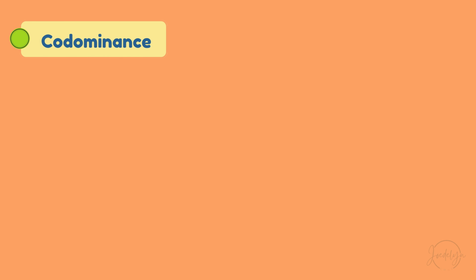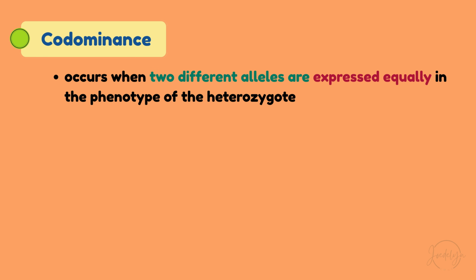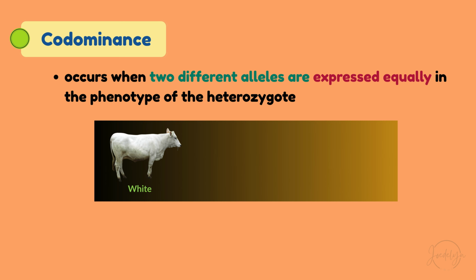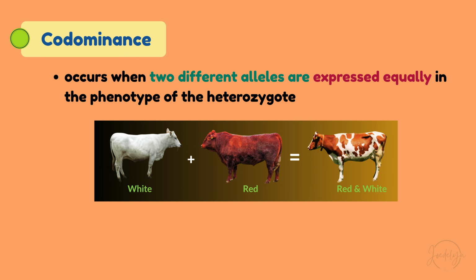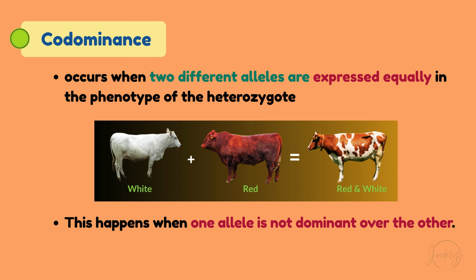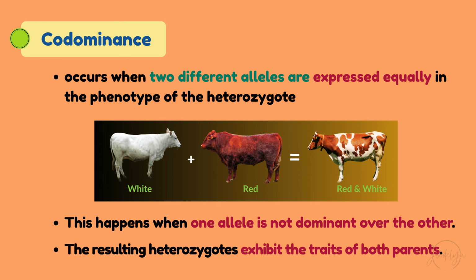Next, let's look at codominance, which occurs when two different alleles are expressed equally in the phenotype of the heterozygote. For instance, if we cross a white cattle with a red cattle, we don't get pink, we get a red and white spotted cattle. This happens when one allele is not dominant over the other. The resulting heterozygotes exhibit the traits of both parents. A perfect example of this can be seen in some breeds of cattle.